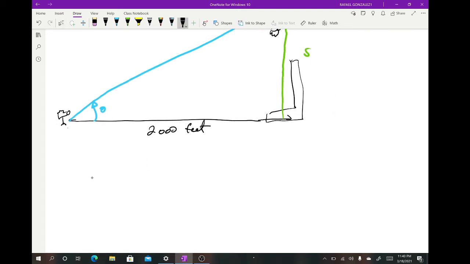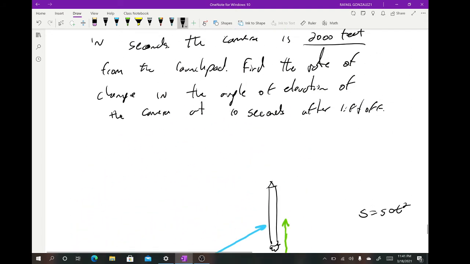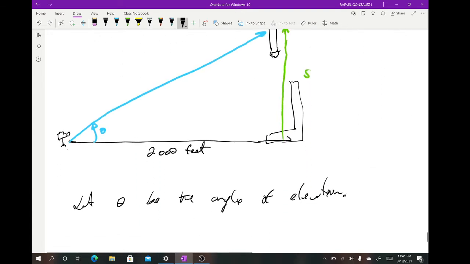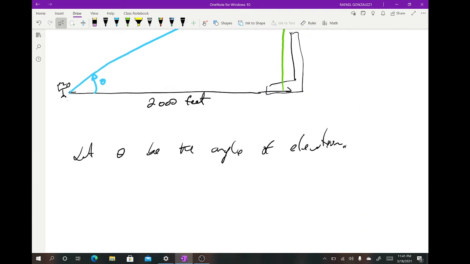So again, let me write all that down. Let theta be the angle of elevation. Okay, angle of elevation. Now, we are given some information. We want to find the rate of change when 10 seconds have passed by, 10 seconds after liftoff. Well, that means that t is equal to 10.